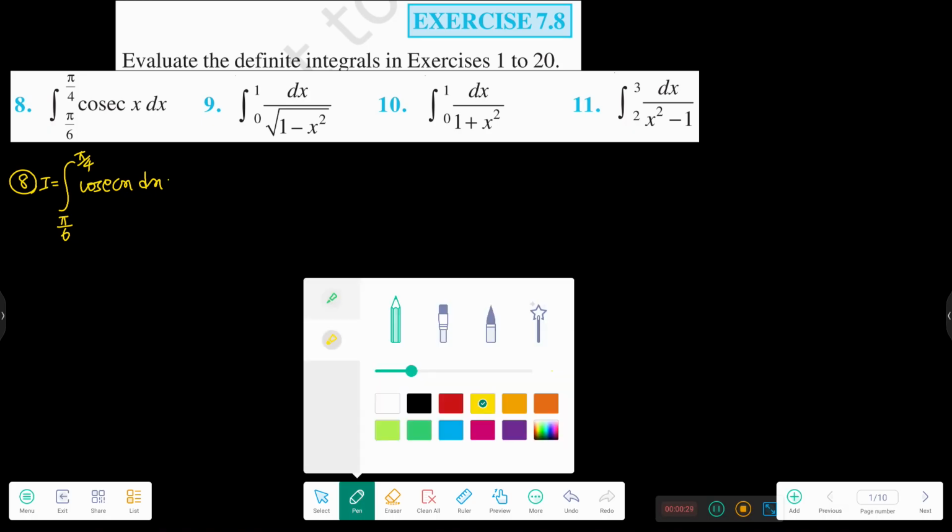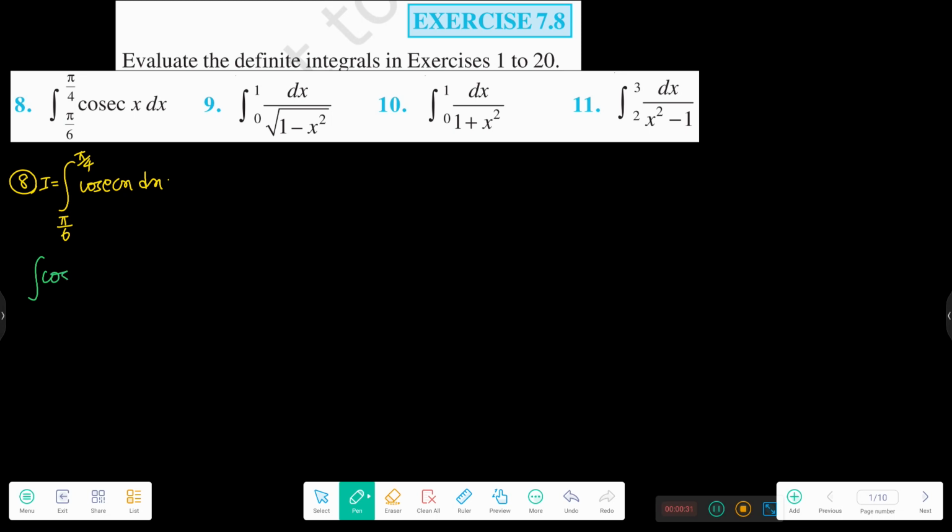Cosecant x integral value, do you remember? Integral cosecant x into dx equal to, what is the integral formula? Log of modulus cosecant x minus cot x plus c. This is the formula.